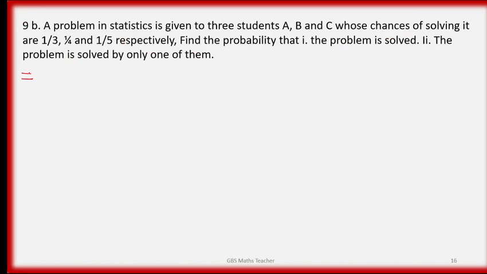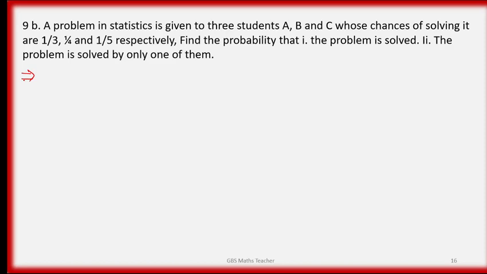Okay, dear students, let's move to the next question, 9B. A problem in statistics is given to the 3 students. This is also BIMP question. Whose chance of solving it are 1/3, 1/4 and 1/5 respectively. Find the probability that the problem is solved. It is the condition that repeated. And the problem is solved by only one of them. This is very knowledgeable question. So dear students, I will solve it systematically.